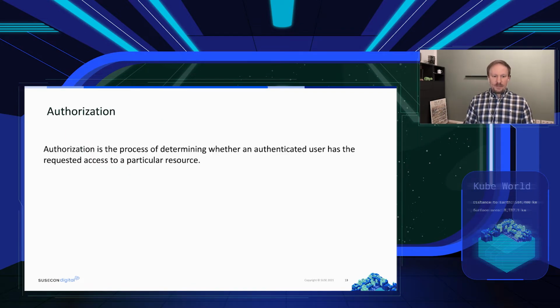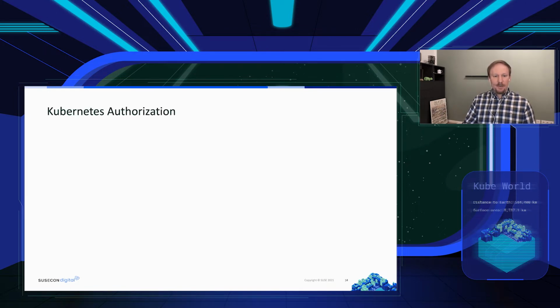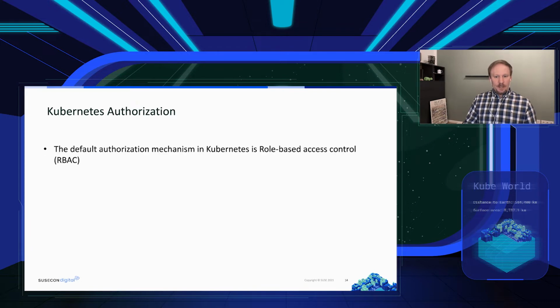This brings us to authorization. So this is once we have established the authentication of the user, and we now want to establish if we should grant the requested access to the particular resource in the API. So the default authorization mechanism in Kubernetes is role-based access control.